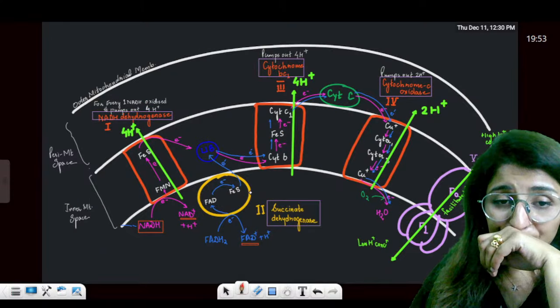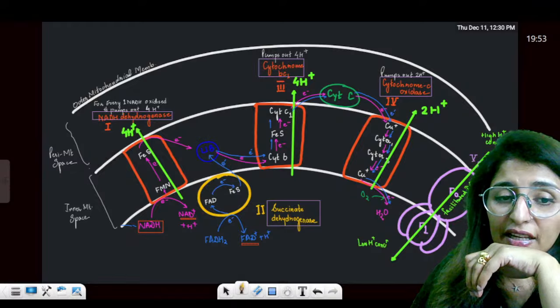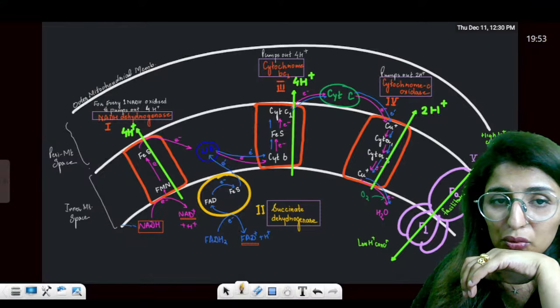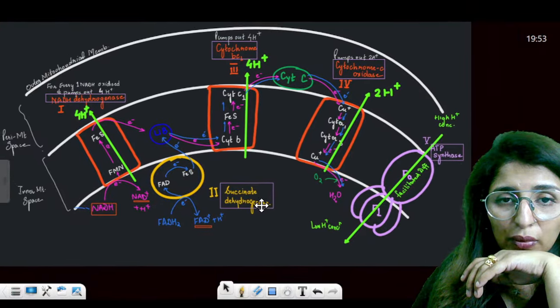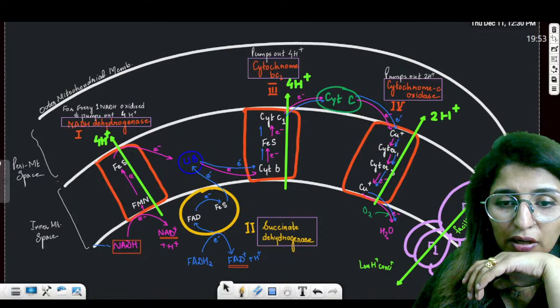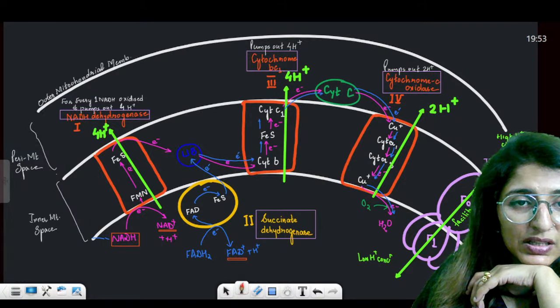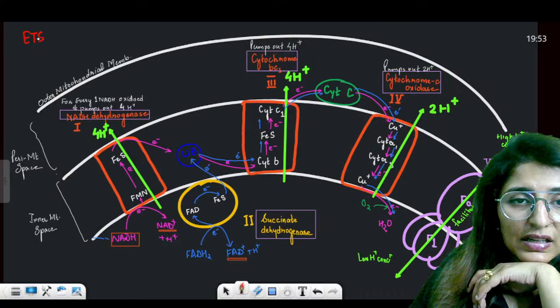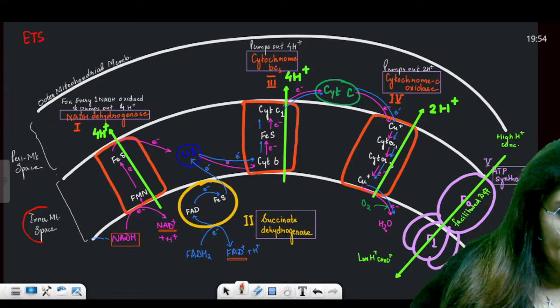And now let's see it quickly. The FADH2 and the NADH which have been produced are going to enter into another process, the electron transport system, which is called ETS. Now this occurs in the inner mitochondrial membrane.